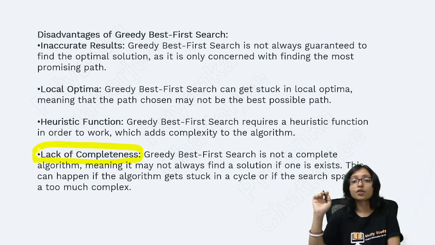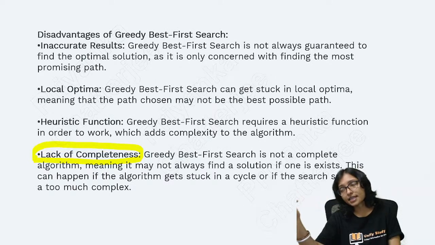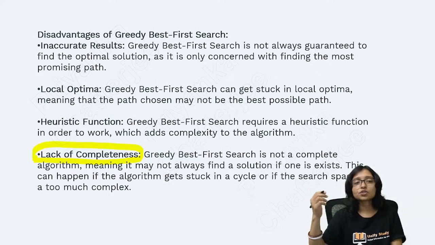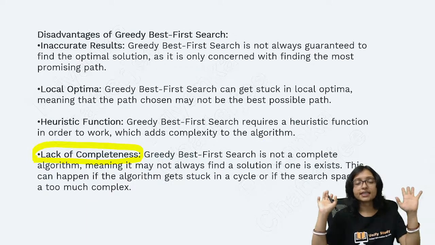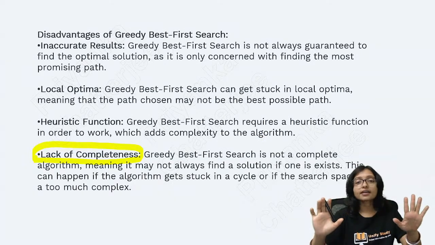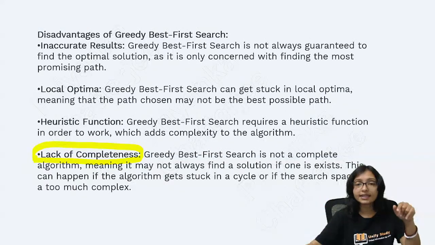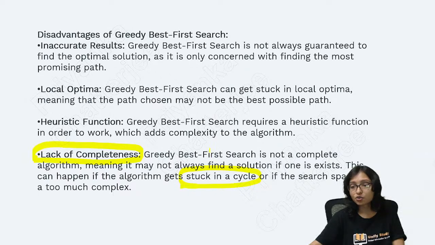Questions are coming from here. Which one is complete, which one is not complete, which one lacks completeness, which one is optimal. For here the questions are coming. Why is it not complete? Because a solution is called complete when, if a solution exists, it will give it to you. But in greedy best first search, it is possible that it can get stuck in a cycle. That's why it is a problem of greedy best first search, and it is a very important point.